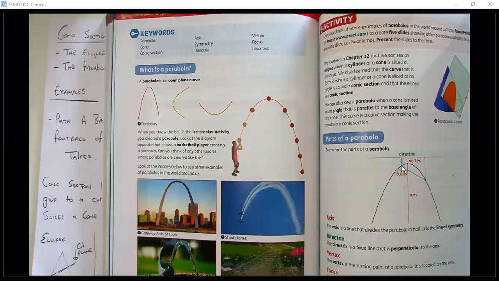Today we're going to have a look at a part of conic sections, and we'll discuss what conic sections are in a few seconds. So what we're going to be looking at today is a shape that's known as a parabola, okay?